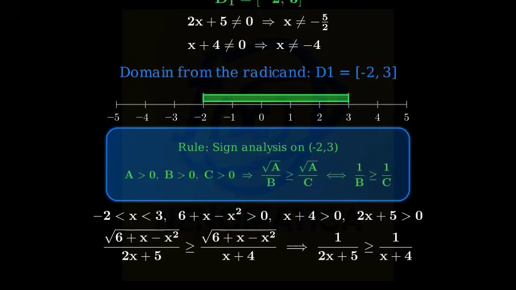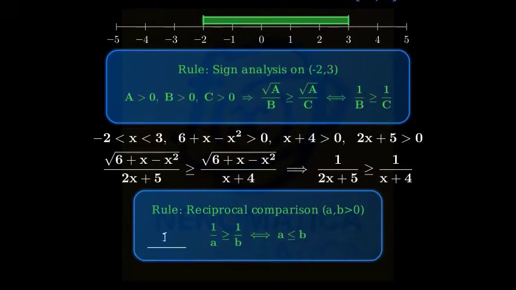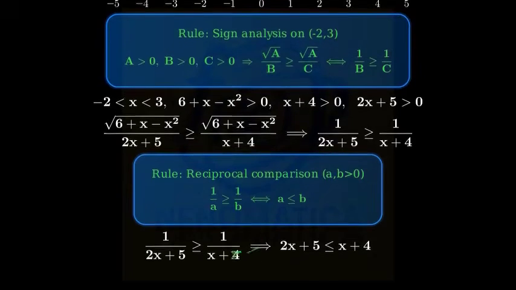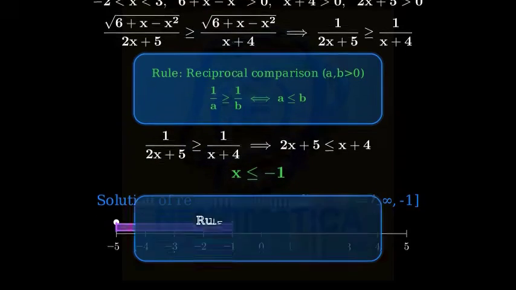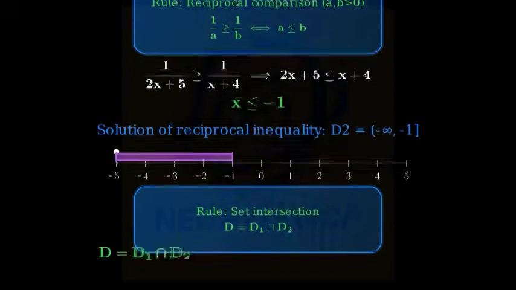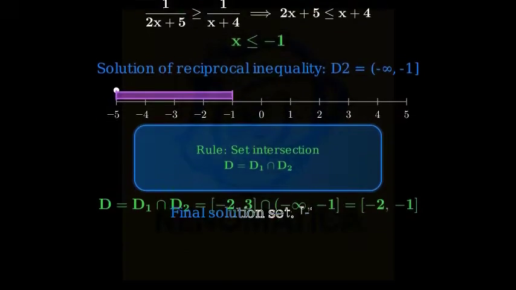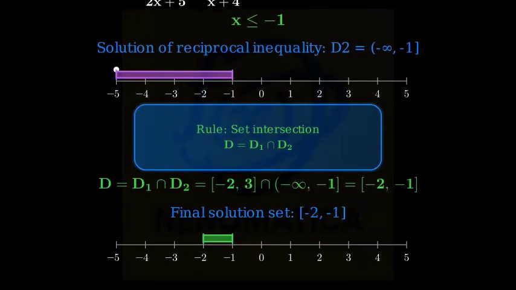Step 4. When both denominators are positive, comparing reciprocals reverses to comparing the denominators directly. 1 over a greater than or equal to 1 over b implies a is less than or equal to b. We obtain x less than or equal to -1. Step 5. Intersect the solution with the domain. The intersection of the closed interval -2 to 3 with the set of all x less than or equal to -1 is the closed interval from -2 to -1.